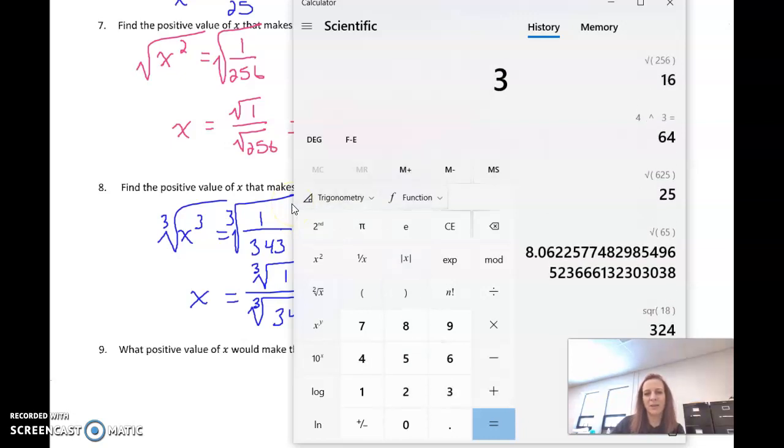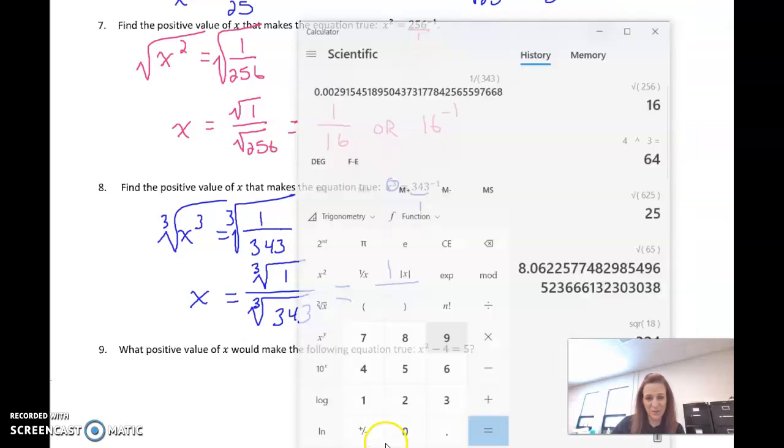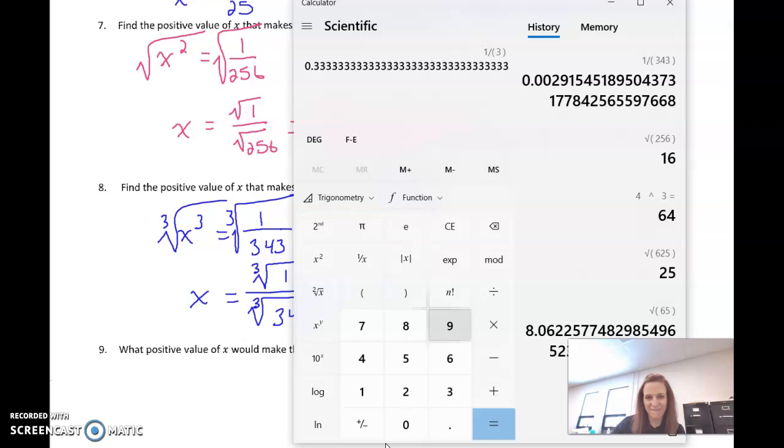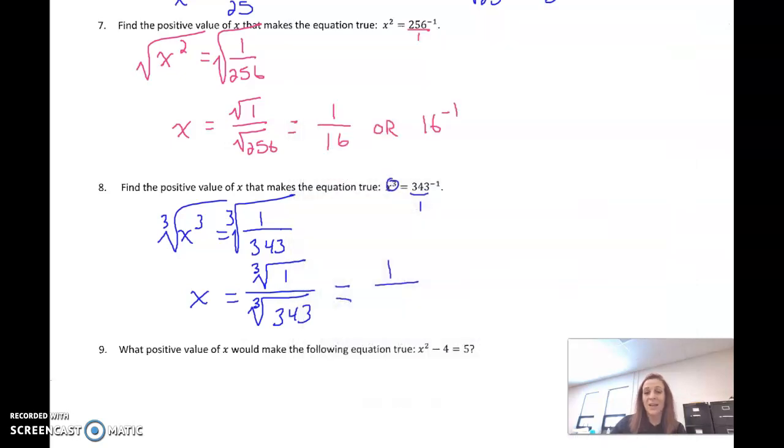And this one right here, 343. Okay, let me clear my calculator here. Nope, I did that the wrong way. Never mind. Oops, sorry. I was trying to remember how to do it real quick. Trust me on this one. What number times itself 3 times? If you bring your calculator to me, I'll show you how to do it. It ends up being 7.